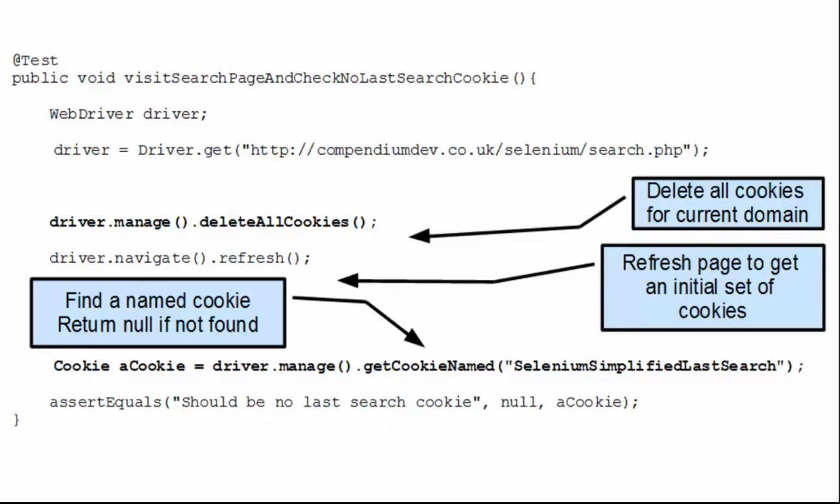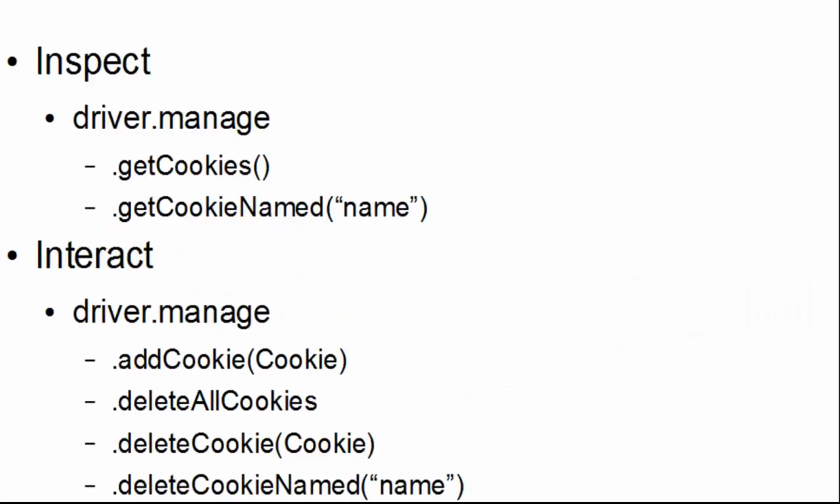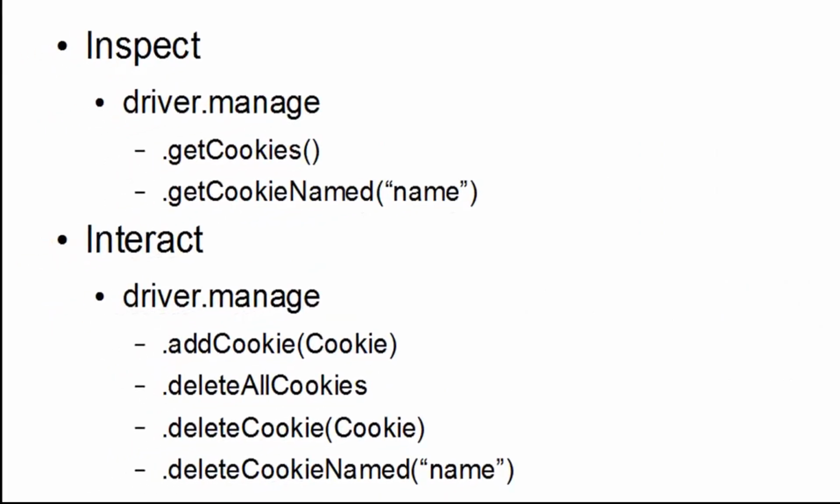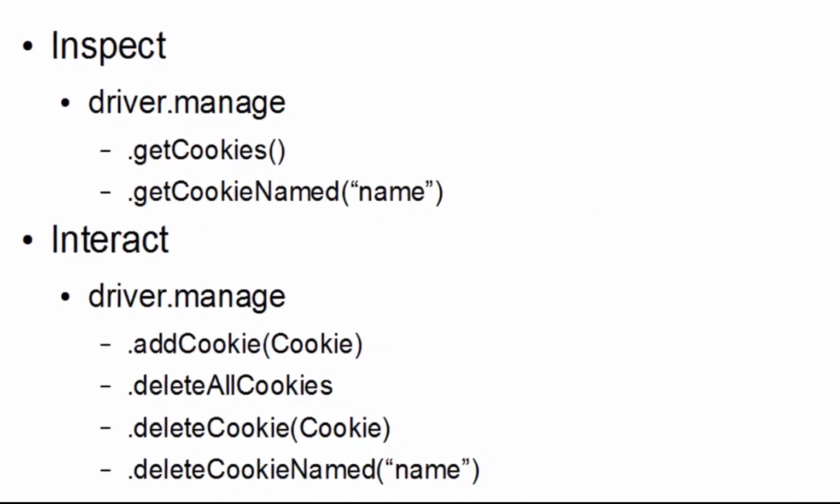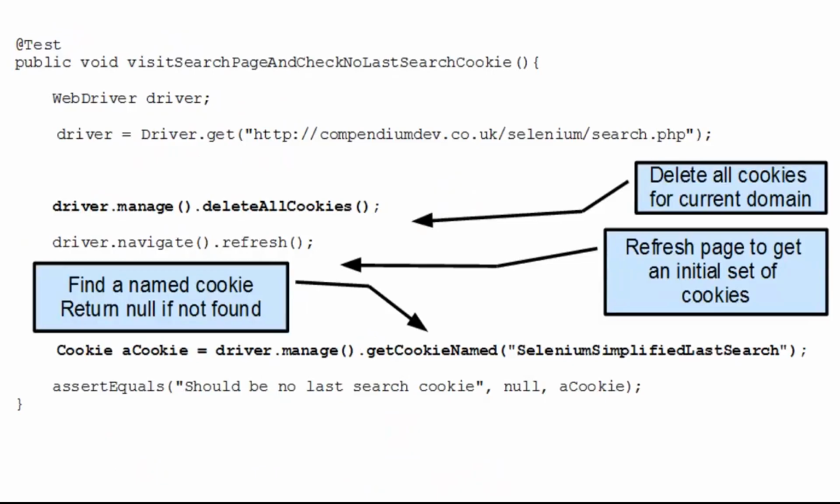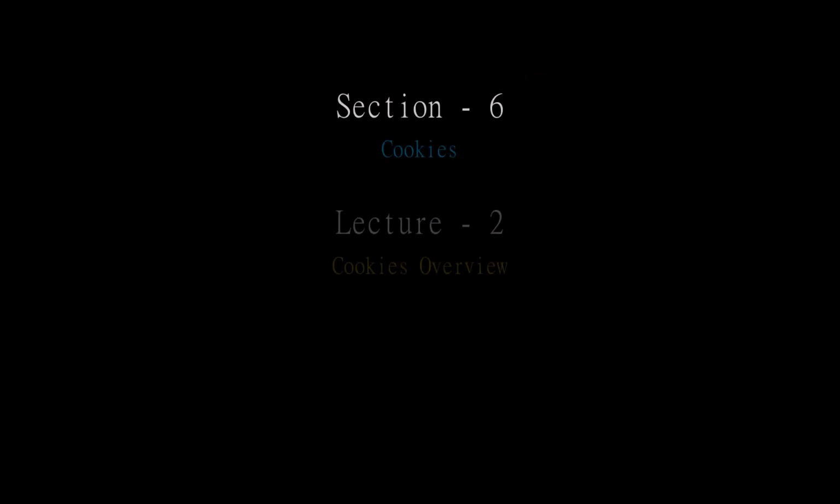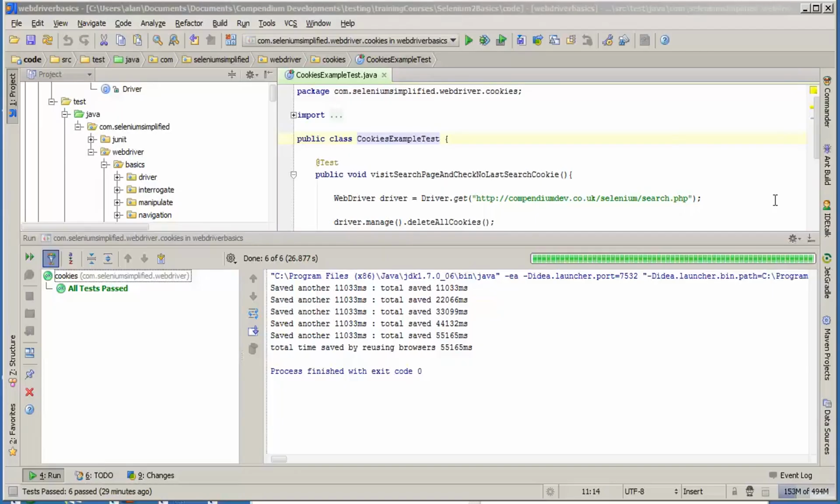So let's have a quick look in the actual code to learn a little bit more about cookies before we let you loose on the examples. Because it's a very simple API. It's all under manage. It's all at the root level. All the methods have got cookie in it, so they're pretty obvious. Let me show you the code. And let's have a look at the code.